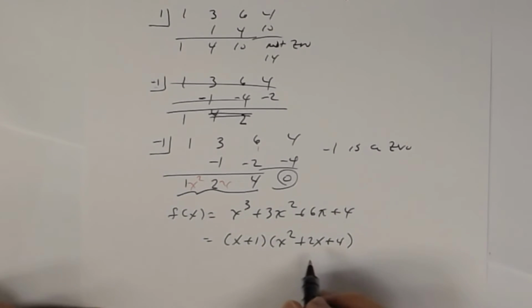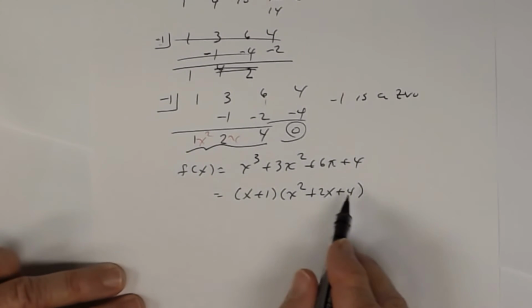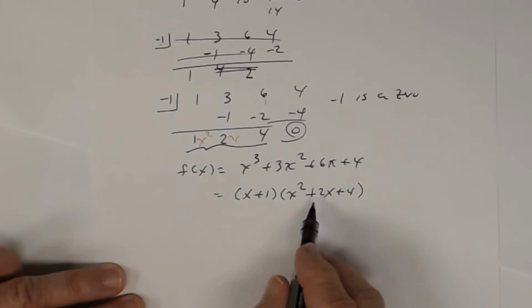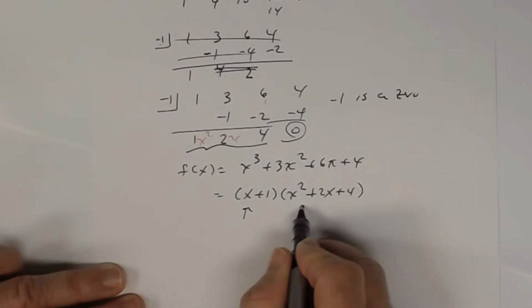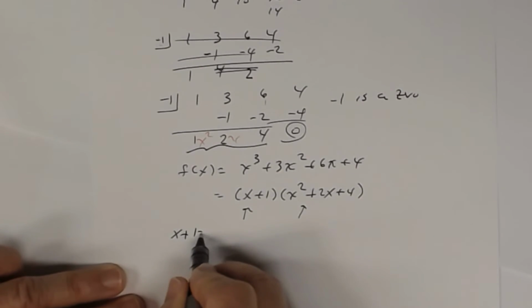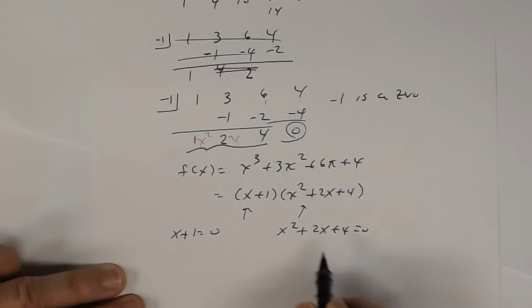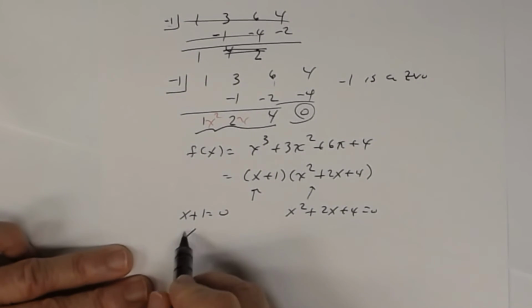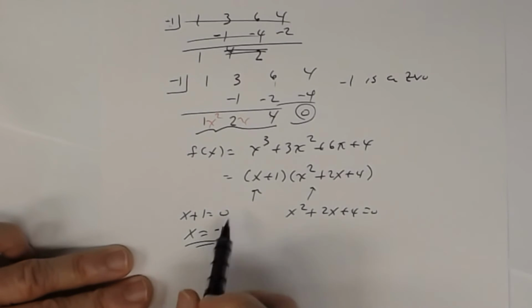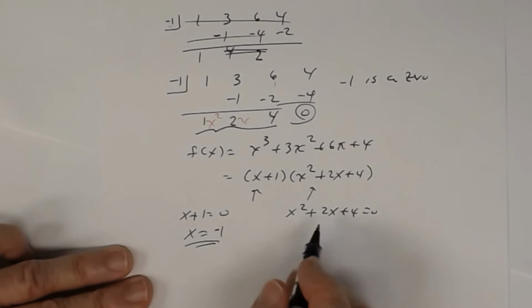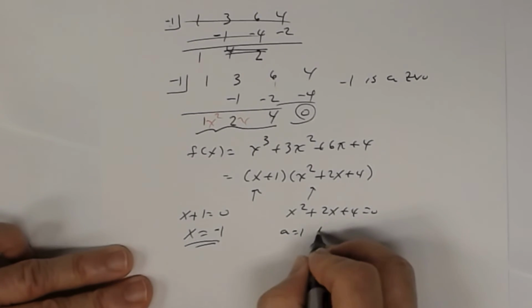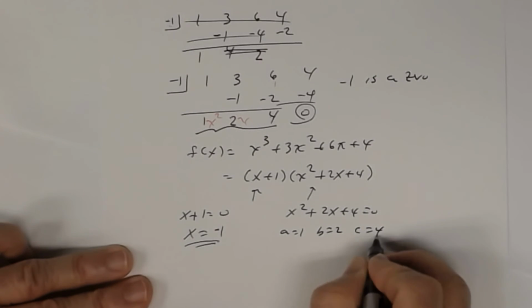All right, now it turns out that you cannot factor this. I'm going to have to use the quadratic formula. So what I'm going to do next is set each of these equal to 0 to find the zeros. We already know this one. This is negative 1, so we already knew that was a zero. Now let's look at this one. Remember, a is 1, b is 2, c is 4.